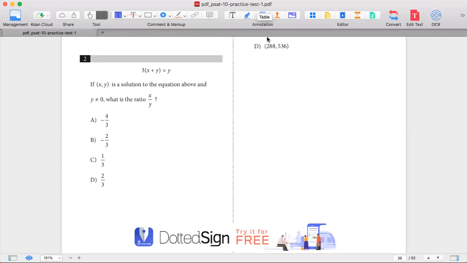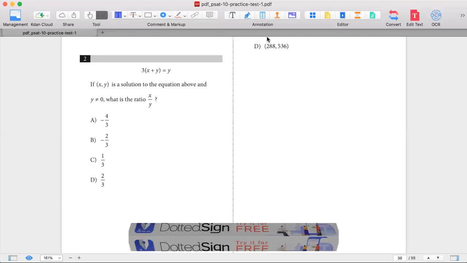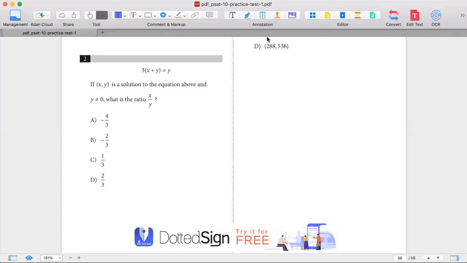Question number 2. 3(x plus y) is equal to y. If (x, y) is a solution to the equation above, and y is not equal to 0, what is the ratio x over y? Okay, I don't have the exact value of x and y, and I don't have another equation, so I can't get the value of x and y by using elimination or by using substitution.